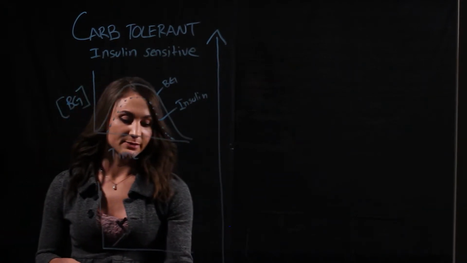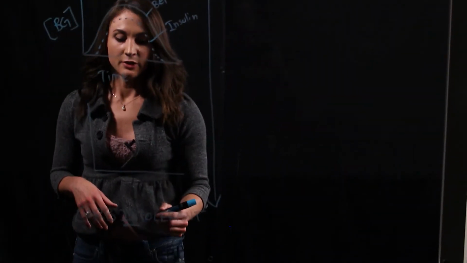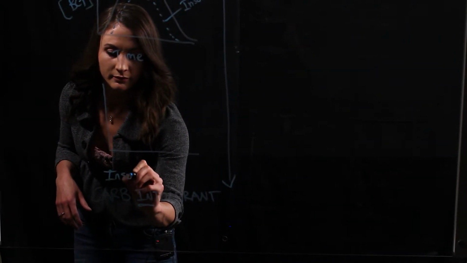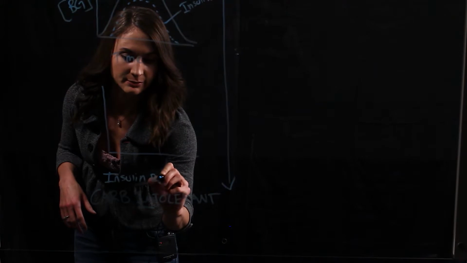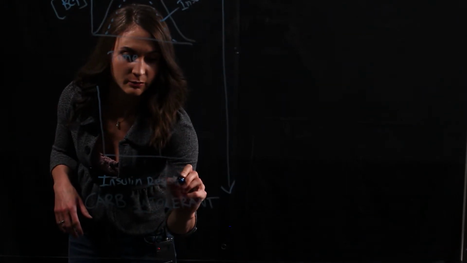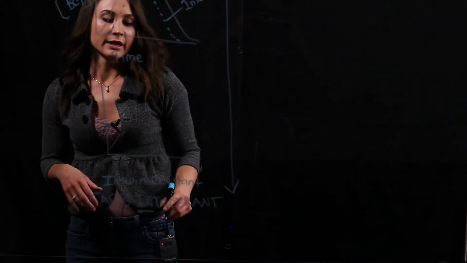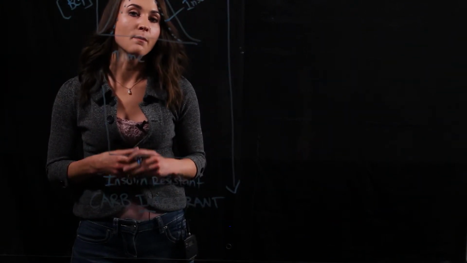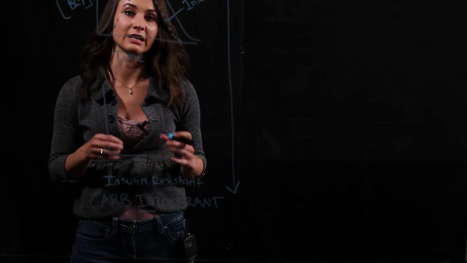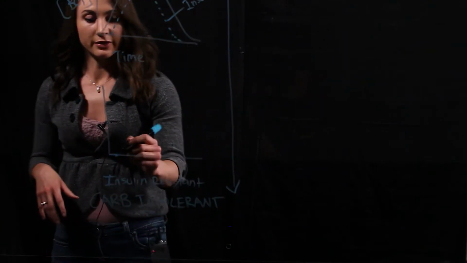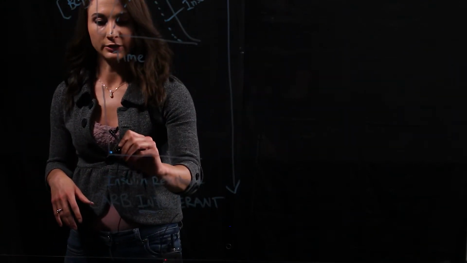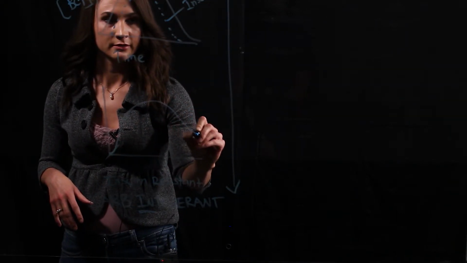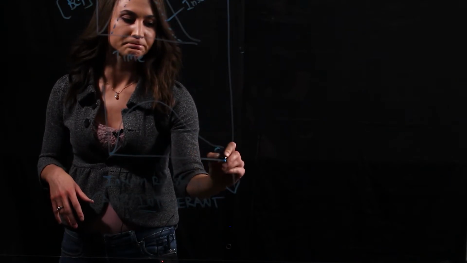Now, at the other end of the spectrum, we have carb intolerant, which actually can be referred to as insulin resistant to some degree. You've probably heard that before. So someone who is insulin resistant initially is going to be producing a lot more insulin from the pancreas in order to get the message around to the body. So their blood glucose spike might look something more like this. Just takes a little bit longer to level out.